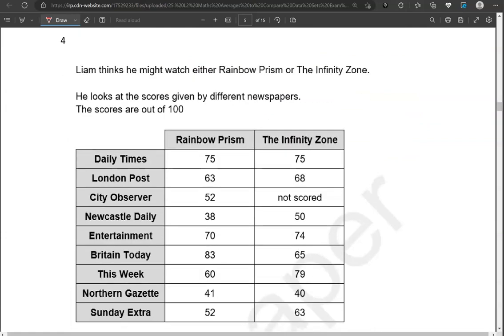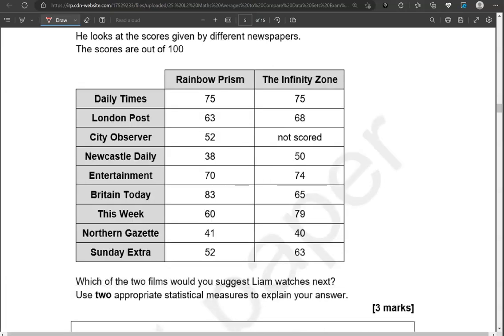Liam thinks he might watch either Rainbow Prism or The Infinity Zone. He looks at the scores given by different newspapers. The scores are out of 100. Which of the two films would you suggest Liam watches next? Give 2 appropriate statistical measures to explain your answer. I'll use the mean and the range, which are typical ones when comparing data sets.